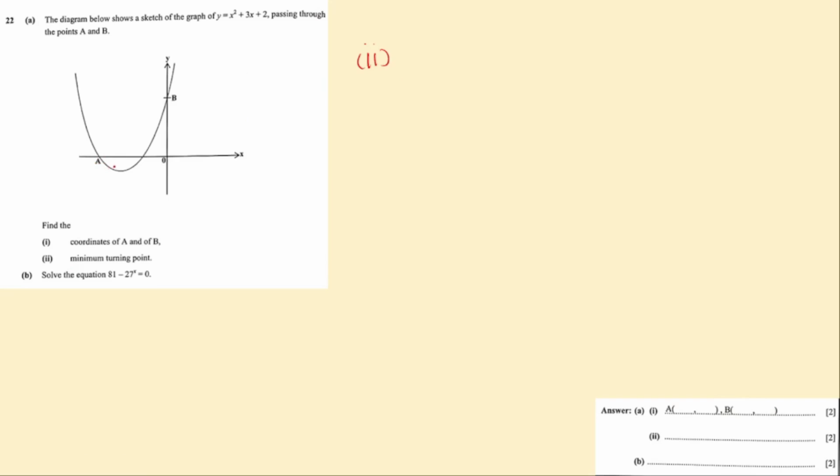So the turning point is somewhere here. So the minimum turning point is somewhere here. So we need to find the coordinates of the turning point. So the coordinates of the turning point will be something like x, y.